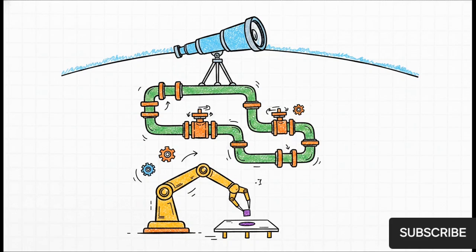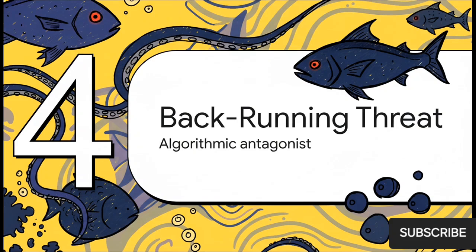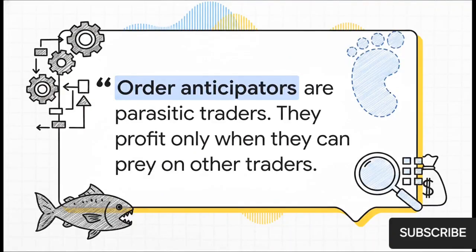It's wild stuff. Section 4. The backrunning threat, the algorithmic antagonist. Which brings us to a highly controversial practice in modern markets. As Larry Harris once noted, order anticipators are parasitic traders. They profit only when they can prey on other traders. We are talking about the threat of backrunning.